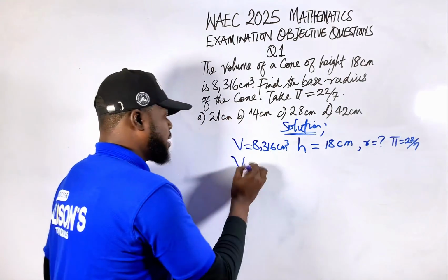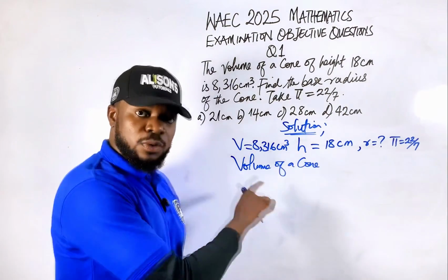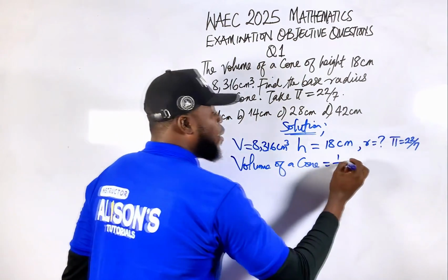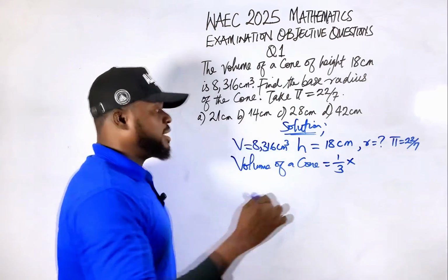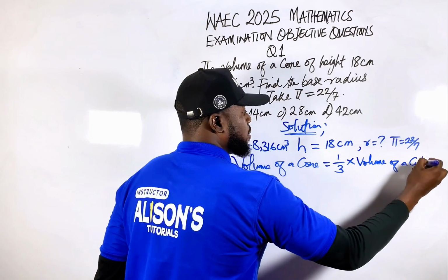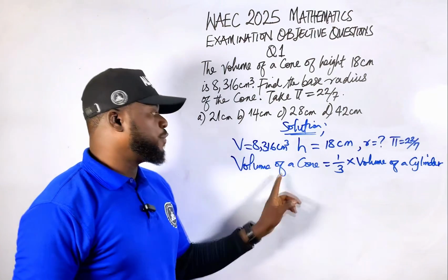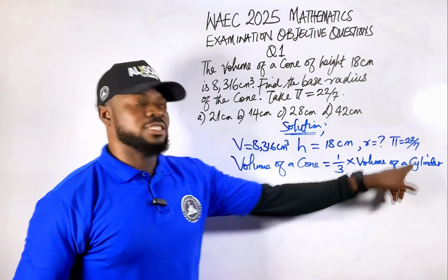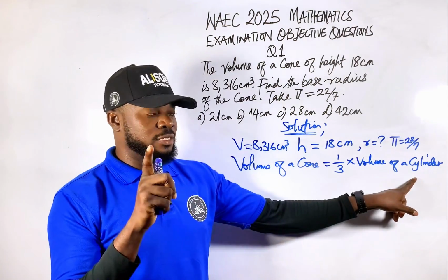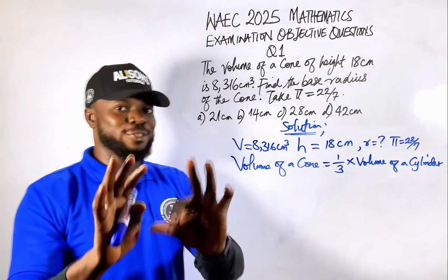Volume of a cone. You can check everywhere: the volume of a cone is equal to 1/3 times the volume of a cylinder. That means if you know the formula for the volume of a cylinder, you will not have another problem. So let me show you how to do it.